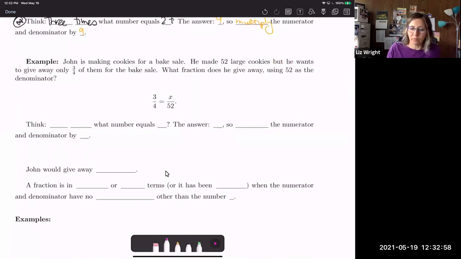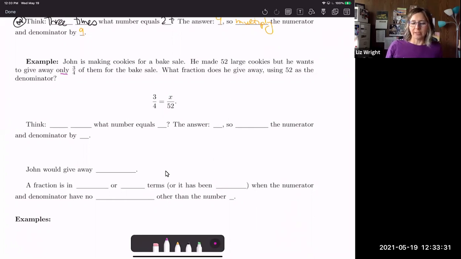John is making cookies for a bake sale. He made 52 large cookies, but he wants to give away only 3/4 of them for the bake sale. Every time I read this problem, I'm always like, only 3/4 of your cookies that you just made? That's a lot of cookies that you're giving away. I'm like, only 3/4 of them? Oh my goodness. Like, I want to eat the cookies. I don't want to give 3/4 of them away. Anyway, so it says, what fraction does he give away using 52 as the denominator?